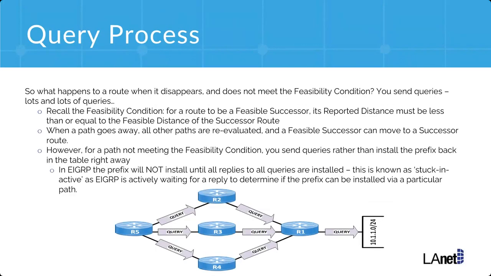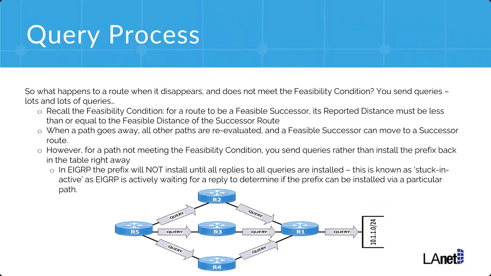Now let's talk about the query process and queries in general, right? So what happens if I lose paths and I have routes, but they don't meet the feasibility condition? Well, I've already told you, if you don't meet the feasibility condition, you can't become a feasible successor. If you can't become a feasible successor, you don't go into the topology table, right? So if I have a valid path, like we did through R3, however, it didn't meet the feasibility condition, if I lost R2 and R4, I could still take the path through R3, but I have to send out queries.